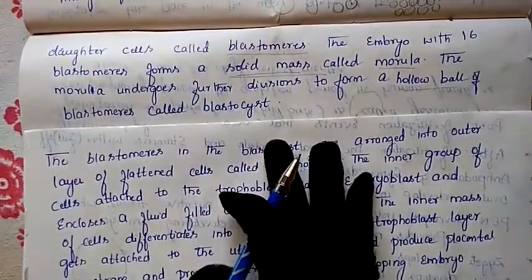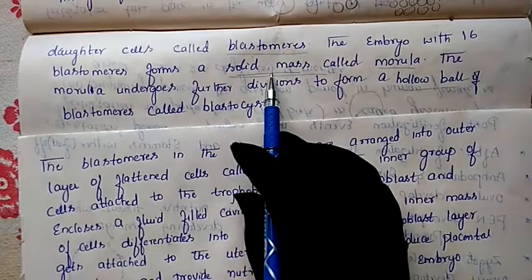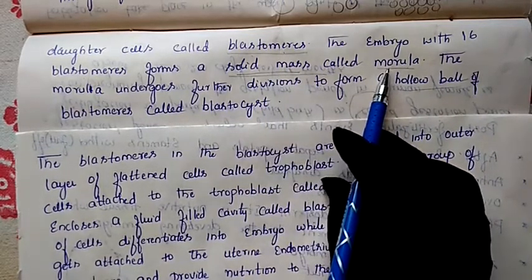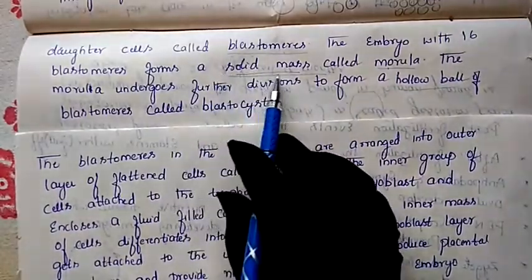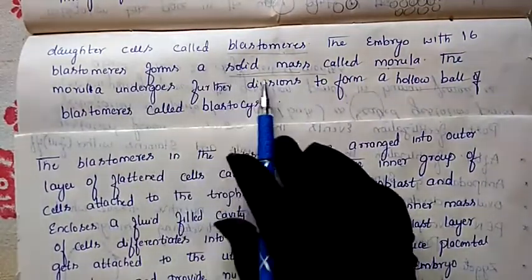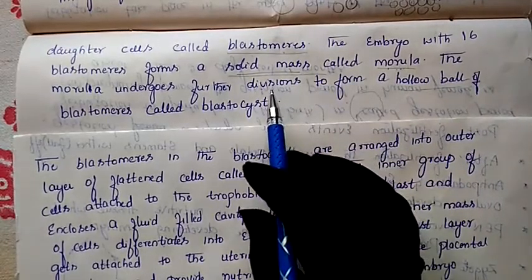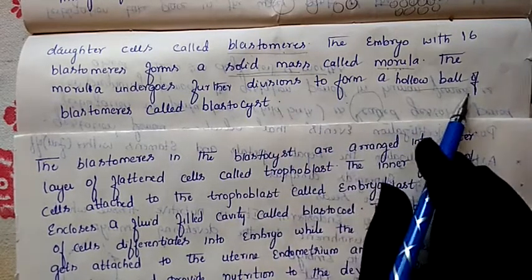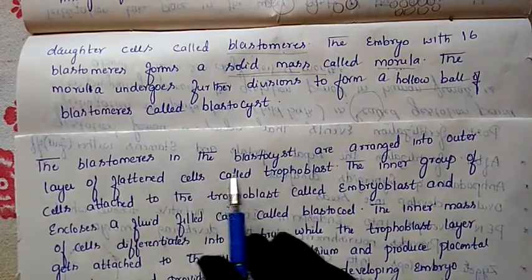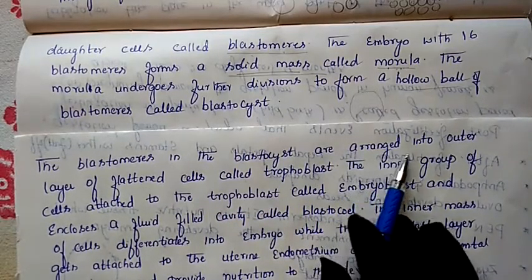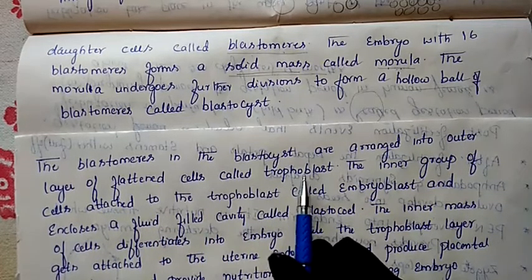We already discussed these things in our previous class. Now these 16-cell blastomeres form a solid mass, and that solid mass we call a morula. Later the morula undergoes further cell division and forms a hollow ball-like structure called a blastocyst. In the blastocyst, the blastomeres are arranged as a layer of flattened cells called the trophoblast.